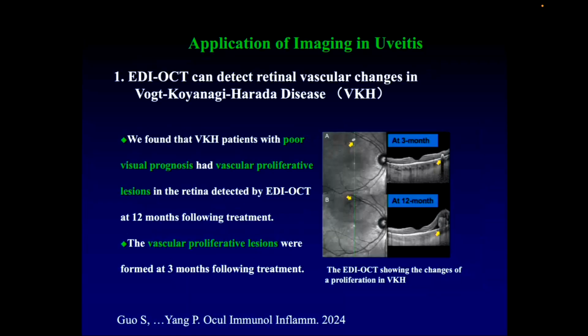Recently, our studies have focused on OCT and OCTA. Next, I will briefly introduce our findings in uveitis by using OCT or OCTA. EDI-OCT can detect retinal vascular changes in VKH. We found that VKH patients with poor visual prognosis had vascular proliferative lesions in the retina detected by EDI-OCT at 12 months following treatment. The vascular proliferative lesions were formed at 3 months following treatment.